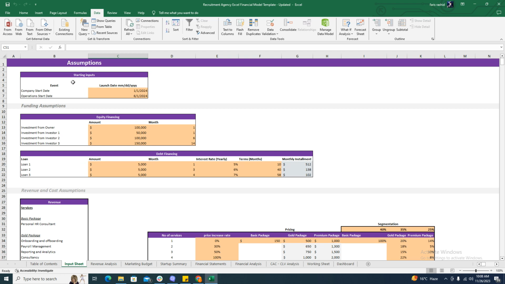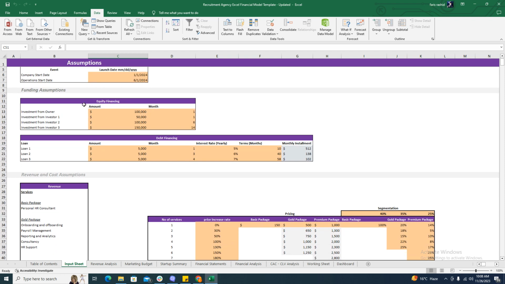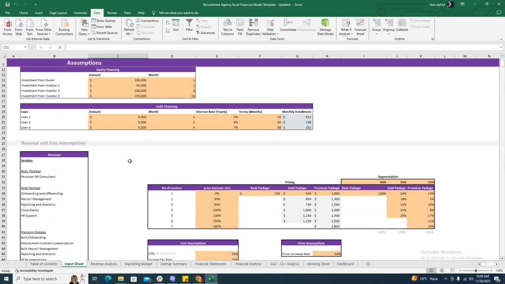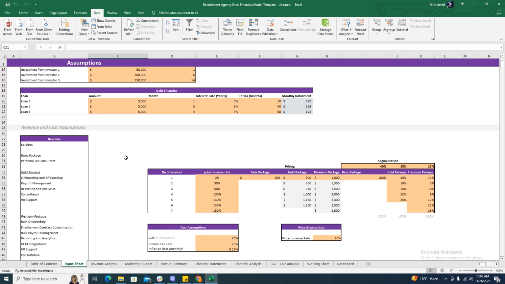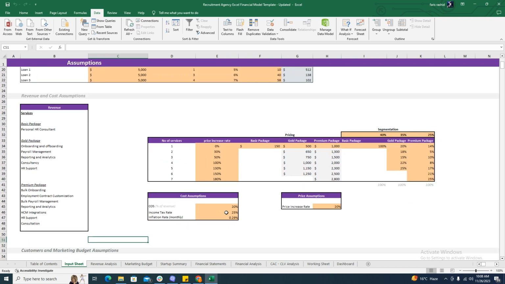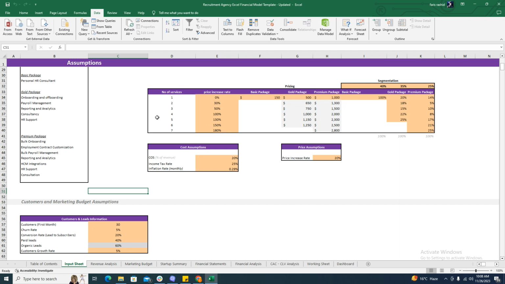It includes the starting input, which gives you the company start date and operating date. It also includes the funding assumptions, which are the equity financing and debt financing calculations. It also includes the revenue and cost assumptions, as you can see over here. It shows all the relevant information.